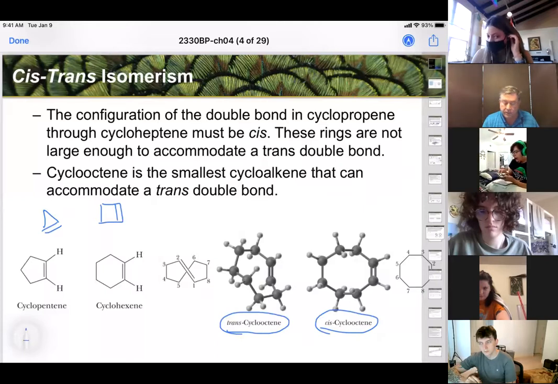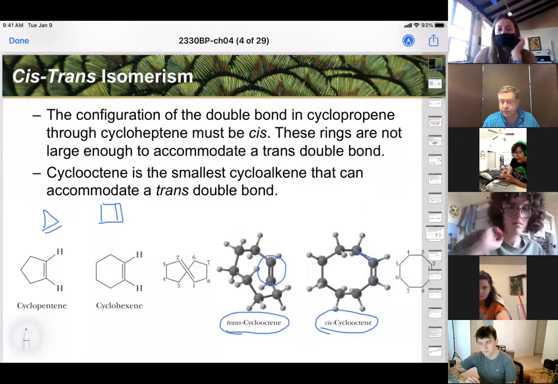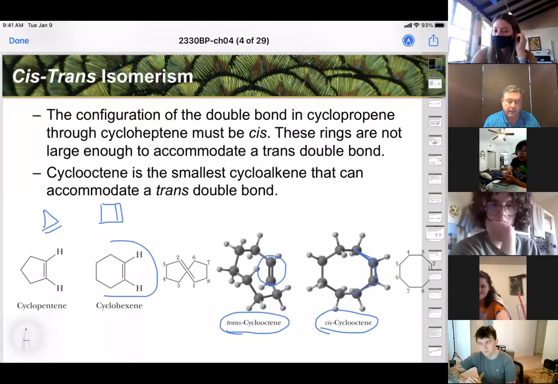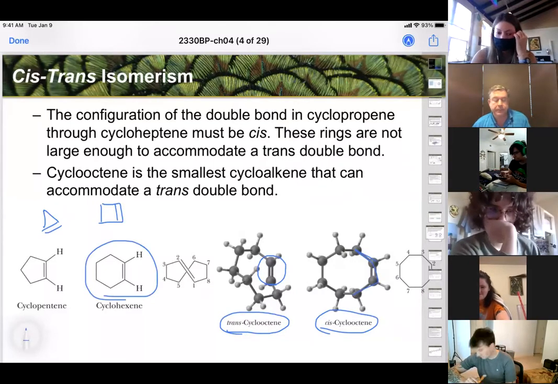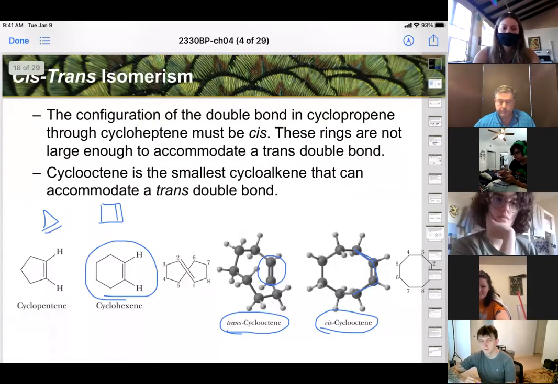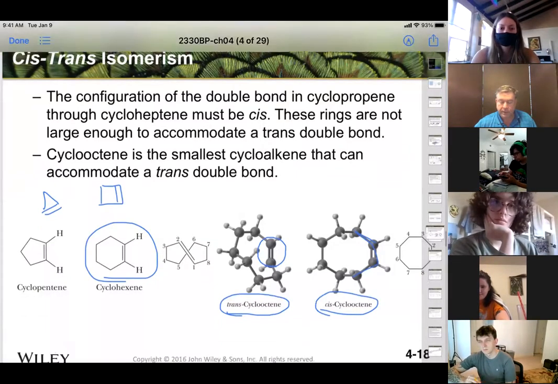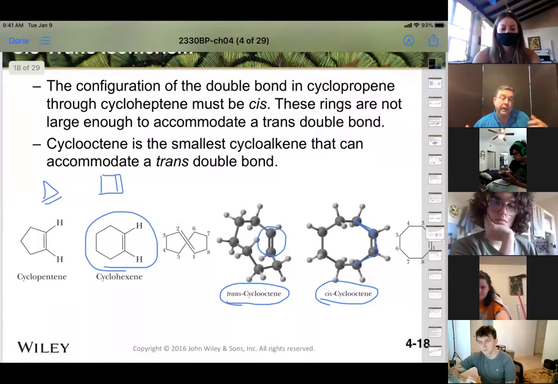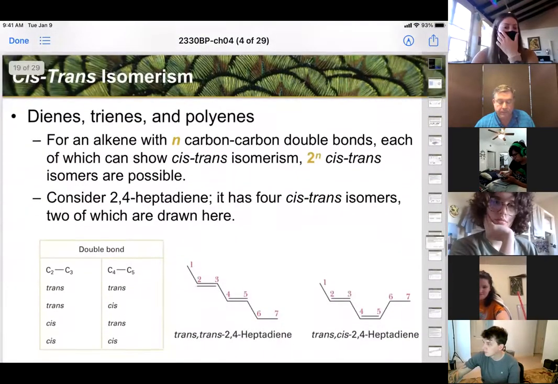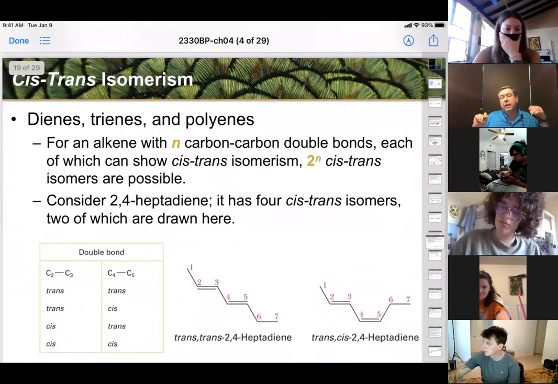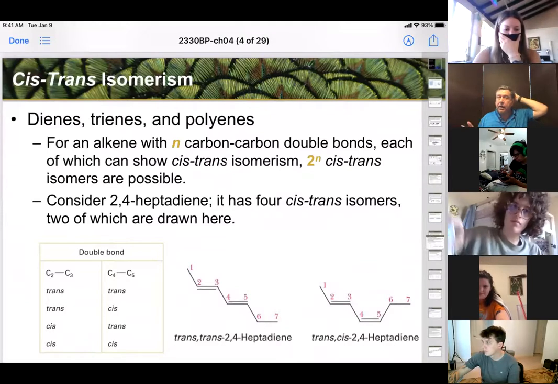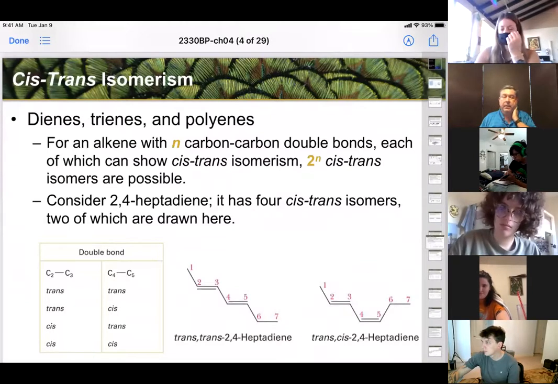And notice this is the trans one. It's kind of folding in on itself. And this is the cis one. It's looking like the other cycloalkanes. Okay. So if you have larger than a cyclooctene, you might have to assign cis and trans. All right. So an alkene and an alkyne are things with at least one in there.